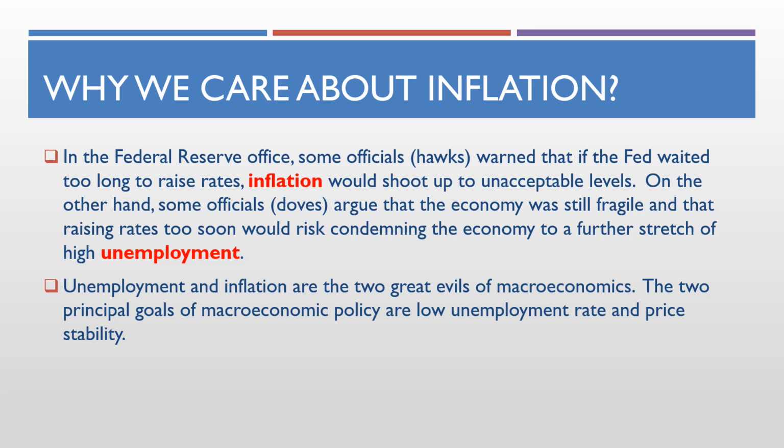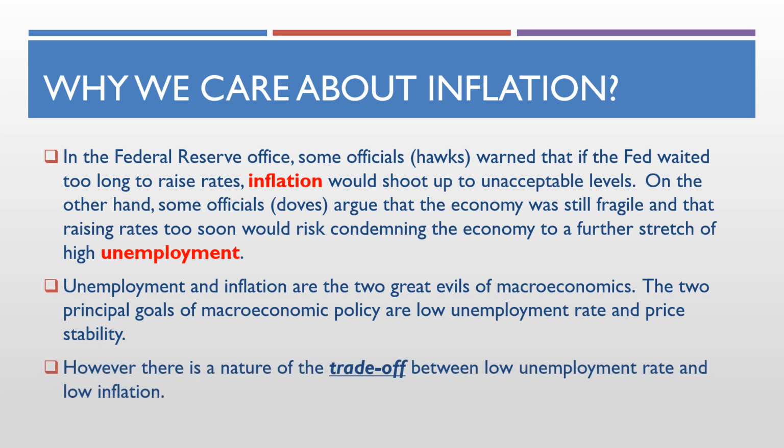Unfortunately, unemployment and inflation are usually what we call the two great evils of macroeconomics. That means they are the two principal goals, but unfortunately we cannot manage or control them at the same time. There's always a trade-off between unemployment and inflation. We probably don't see it right now, but in the later chapters, we are going to start using macroeconomic models to explain why there is a trade-off between unemployment and inflation so that we can have a better understanding.